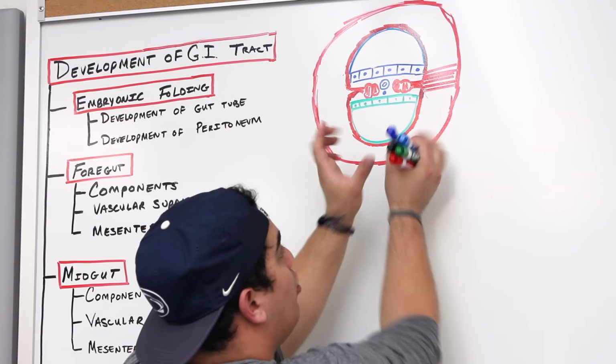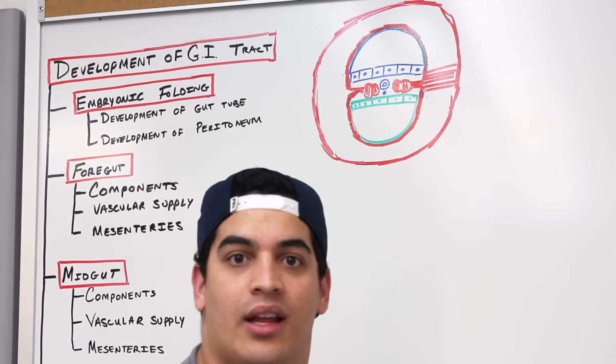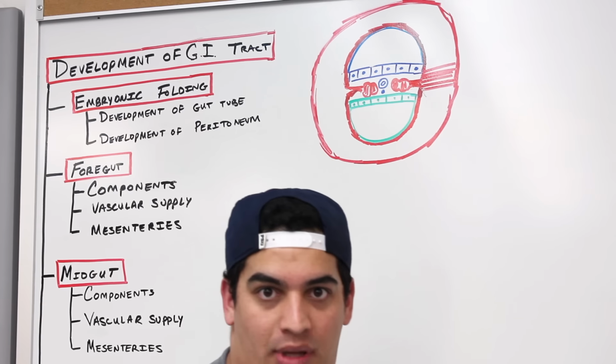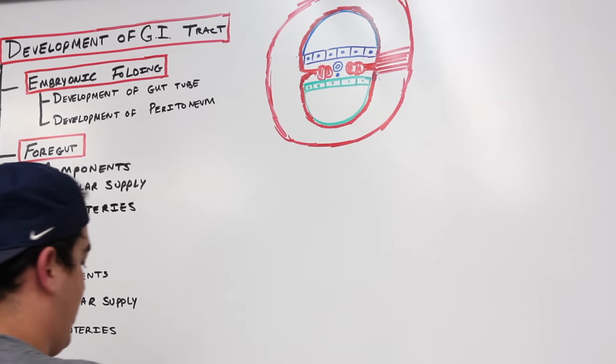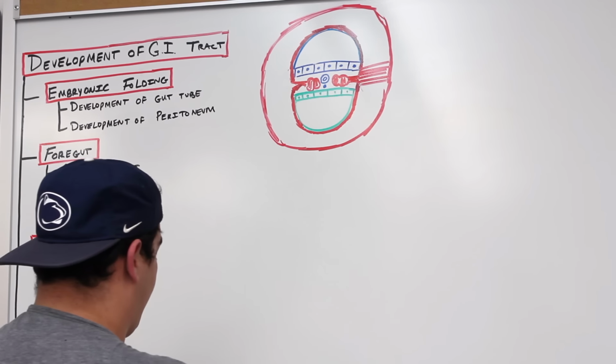It's going to fold in 2 planes. One is going to be a transverse plane, and the other one is going to be a sagittal plane. And it's important to understand the difference between the two. So let's go ahead and show that. All right, so here we go.